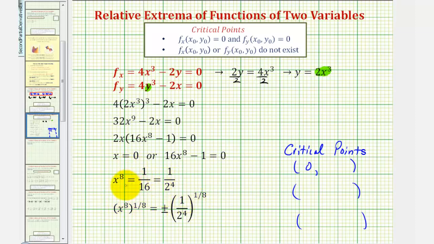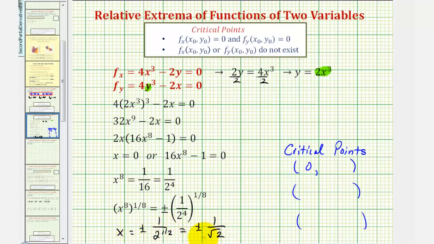But when we do this, notice how x can be both positive or negative, because if we raise a negative number to the 8th power, it would still be positive. So we have to include this plus or minus sign here. So now simplifying on the left, we just have x. And on the right, we'd have plus or minus, well, 1 to the 1/8 is just 1. But when we have 2^4 raised to the 1/8, that would be 2 to the power of 4/8, or 2^(1/2), which we could also write as a square root. So we have x = plus or minus 1 divided by the square root of 2.